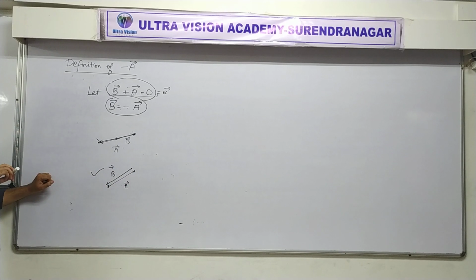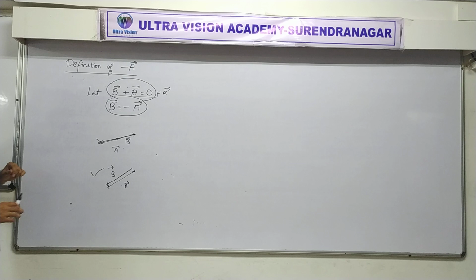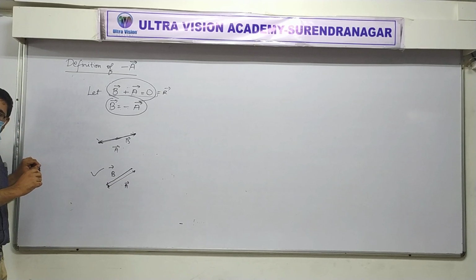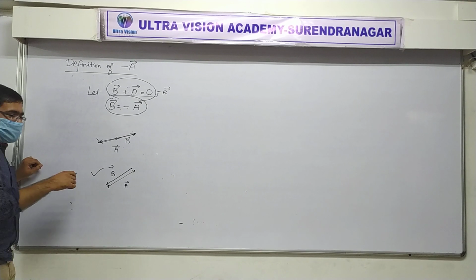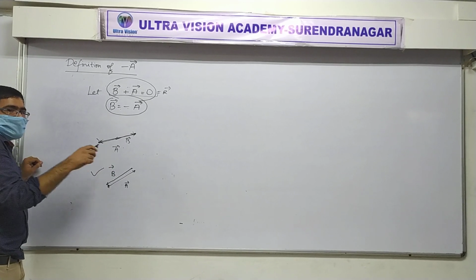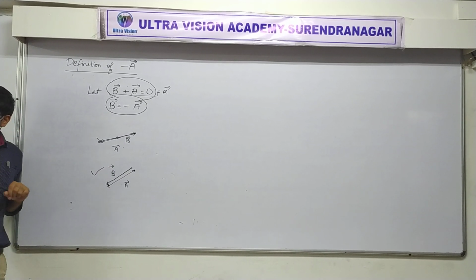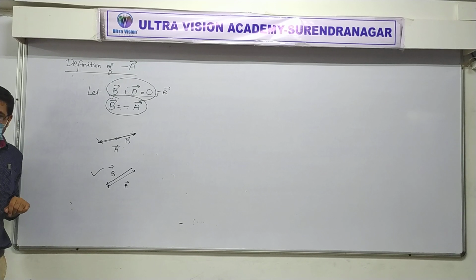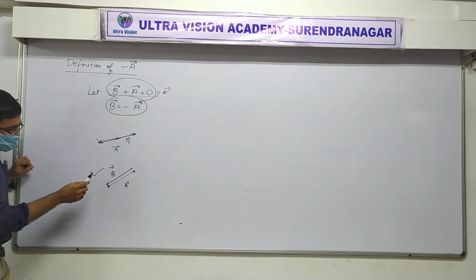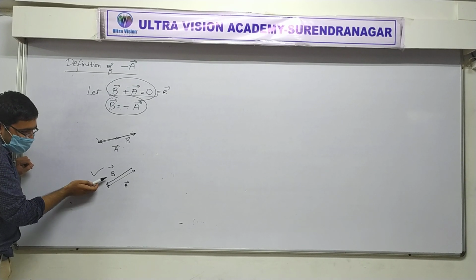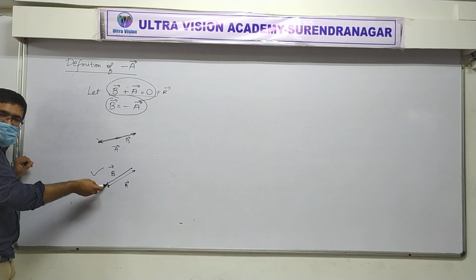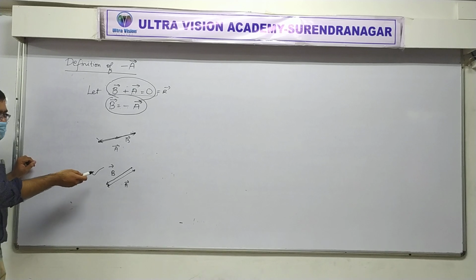But we are seeing one more thing. Their magnitudes are also equal. Do you remember when we draw a vector, we are actually drawing an arrow. What indicates the magnitude of that vector? The length of the arrow indicates the magnitude of that vector. So look at the length of a vector, look at the length of b vector. Is it the same? Yes.